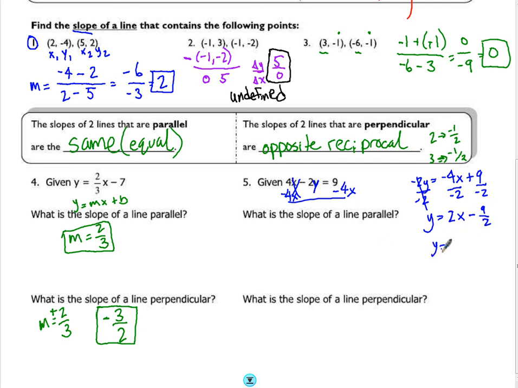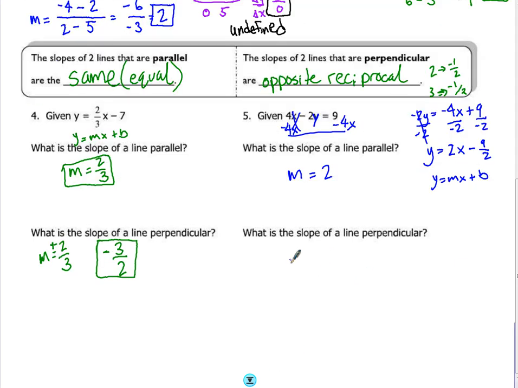So if I'm worried about the slope, slope is always the m in y equals mx plus b. So here, a parallel line would have the same slope of 2. If I wanted to find a perpendicular slope, I would take 2. 2 can also be rewritten as 2 over 1. I reciprocate that, so that becomes 1 over 2. And since it was positive, it's going to become negative. Alright, let's turn to the next page.